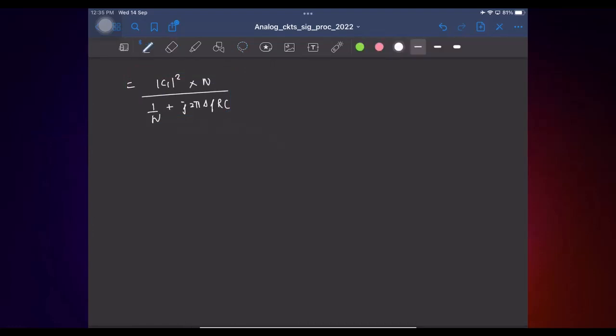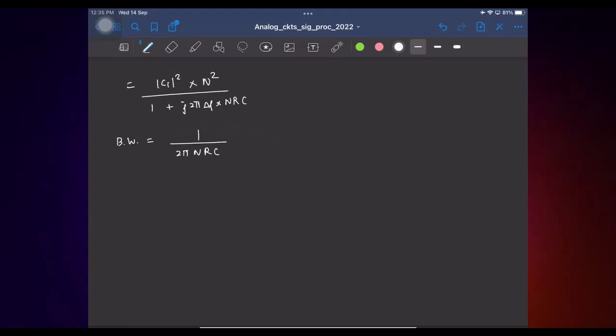So I'll take it up. So this becomes N square and I'll rewrite this portion as delta f times N times RC. So from here you can see what the bandwidth is. So the bandwidth is 1 by 2 pi N RC, right?